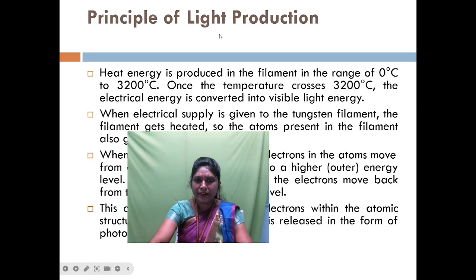What is the principle of light production? Heat energy is produced in this filament, in the range of 0 to 3200 degrees Celsius. Initially, when the supply is given through the supporting wires, the filament starts heating and heat energy is produced, in the range of 0 to 3200 degrees Celsius. Once the temperature crosses 3000 degrees Celsius, the electrical energy is converted to visible light energy.